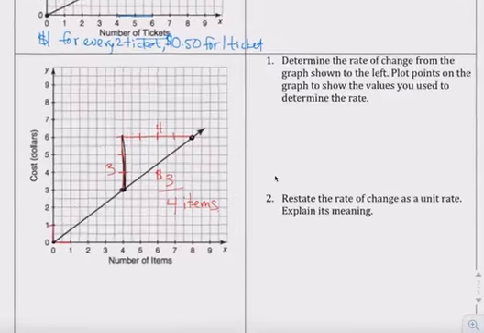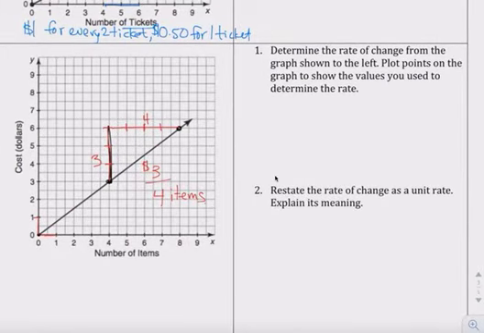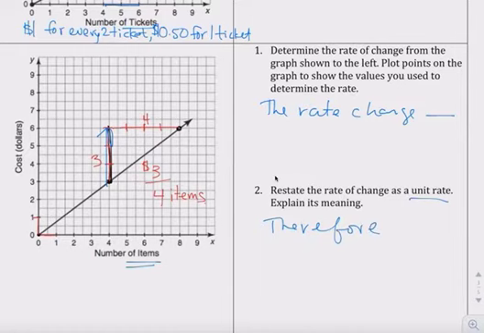Okay, same thing here. We count. Same thing. You go up 3. That's $3 over 4 for 4 items. So $3 for 4 items. So the rate of change is, and you complete, $3 for every 4 items. Then unit rate, therefore, 3 divided by 4, you get 75, right? Therefore, 75 cents for 1 item, for each item. Each means 1 item. Okay?